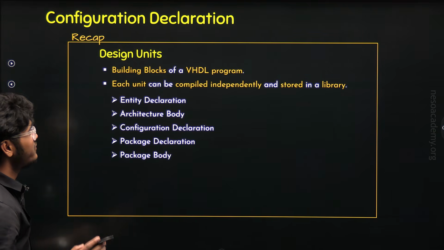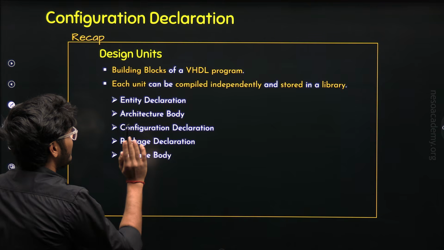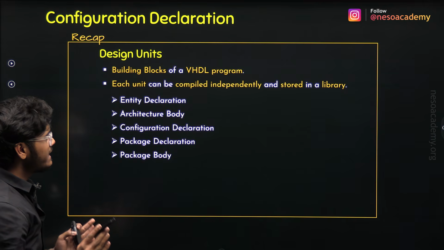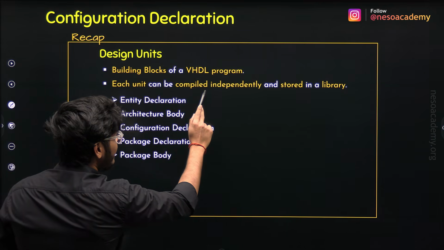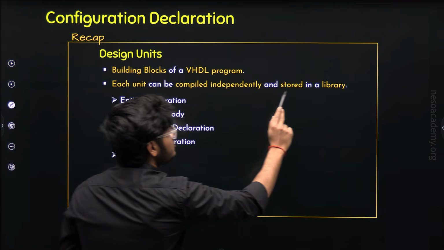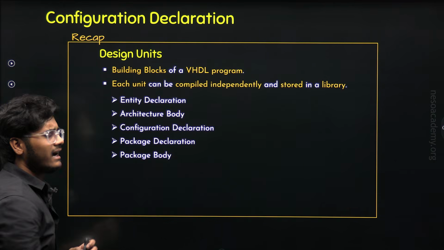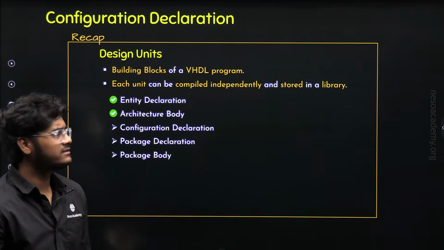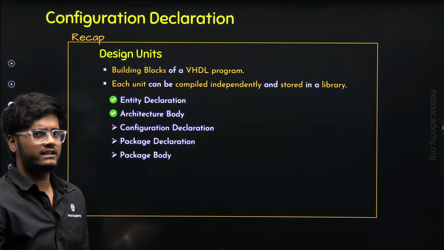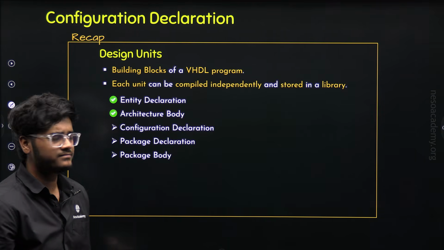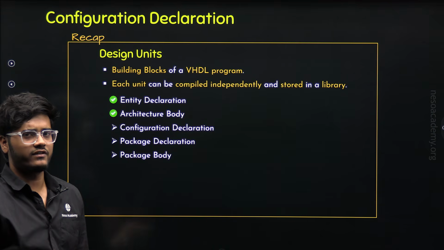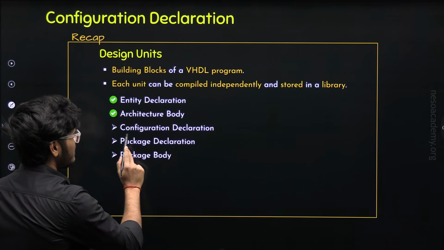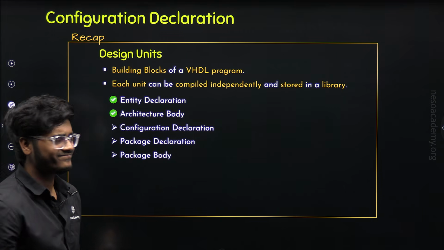In the previous lecture, we have seen that design units are the building blocks of a VHDL program, and each design unit can be compiled separately and stored in a library. And there are 5 types of design units, from which we have already completed entity, which defines inputs and outputs of a system; architecture, which defines the internal logic. Now, let's see the third design unit, configuration declaration.